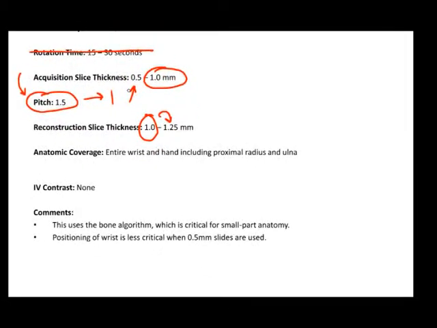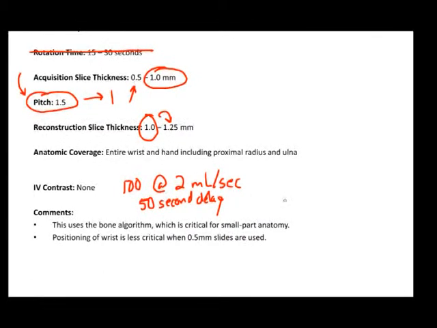Also notice that because we're looking at a fracture, IV contrast is not utilized. However, I would like to say that if you're looking for a soft tissue abnormality, many times IV contrast will be utilized. You can use probably 100 at 2 milliliters per second and do about a 50 second delay.